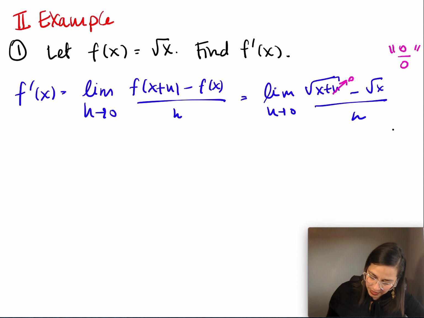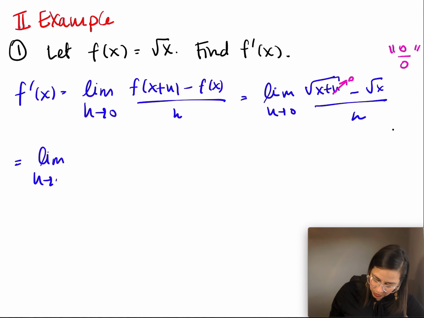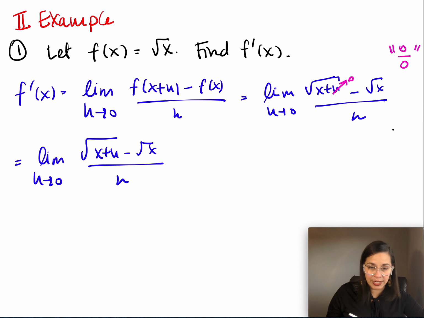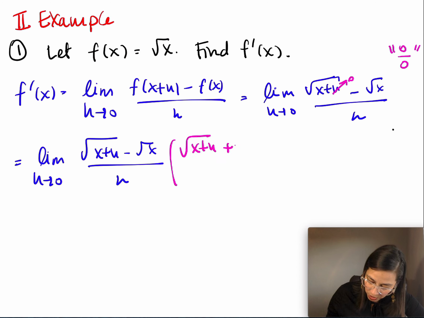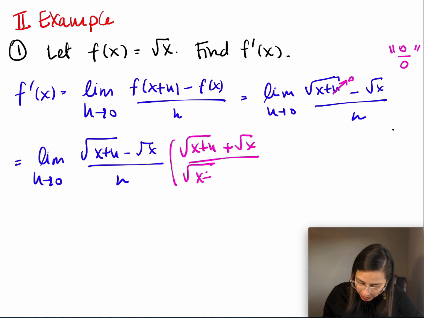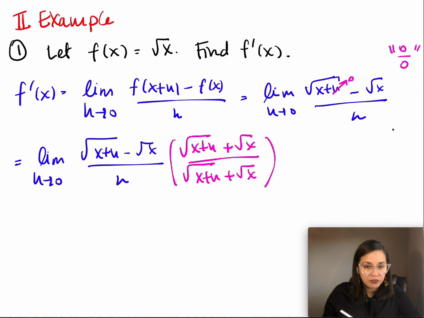So what I'm saying is that this is just equal to the limit as h goes to 0 of root of x plus h minus root of x all over h, and I will multiply by the conjugate. I know that the conjugate is root of x plus h plus root of x, but if I multiply by it, I have to divide by it. So root of x plus h plus root of x.